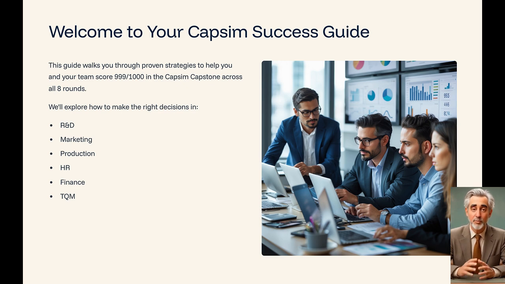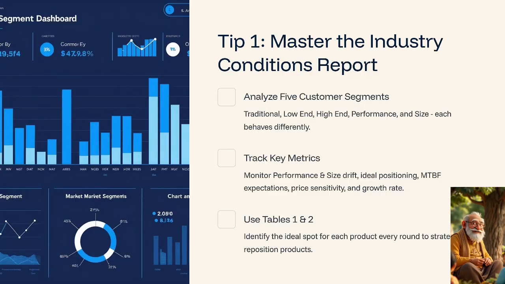We will explore how to make the right decisions in R&D, marketing, production, HR, finance, and TQM by leveraging industry reports, forecasting demand, and optimizing performance. Let's begin. Tip 1. Understand the industry conditions report thoroughly.